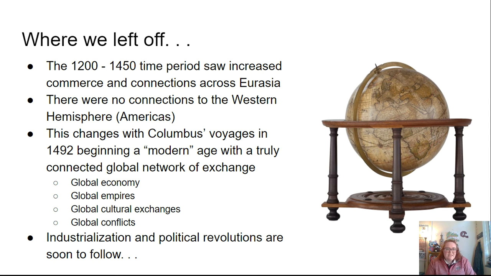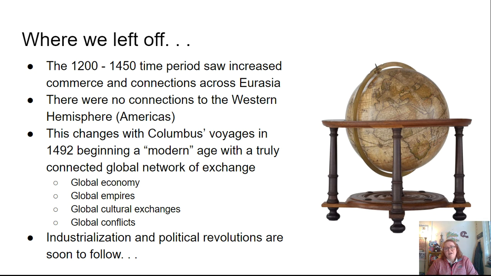Between the 1200 and 1500 time period, Europe saw an increase in commerce and connections to Eurasia. Thank you, Crusades. There were no connections to the Western Hemisphere, however, the Americas, this unknown world. But this changes with Columbus's voyages in 1492. And this began what's called a modern age with a truly connected global network of exchange, because it would establish a global economy, global empires, a global cultural exchange, and also with it, global conflicts.